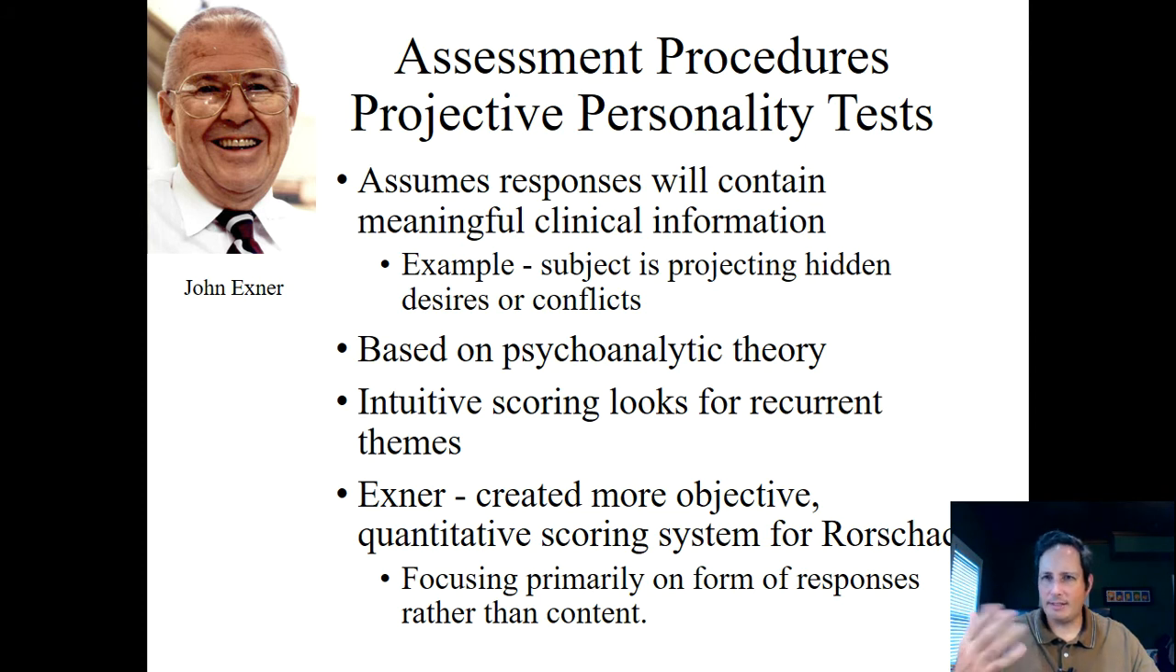It is, like I said, based on psychoanalytic theory. The intuitive scoring is, are there themes like of anger or guilt? And then John Exner, the man on the upper left-hand corner there, he created a more objective quantitative scoring system for the Rorschach and looked at the form of responses rather than the content. And that's probably, if anybody gives a Rorschach, that's generally how it's going to be interpreted, is through the Exner system.